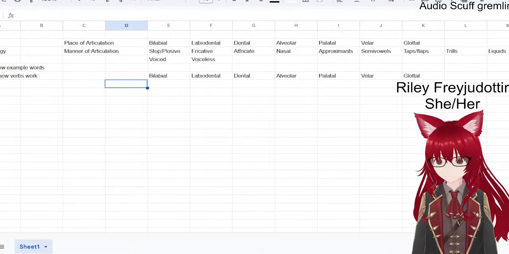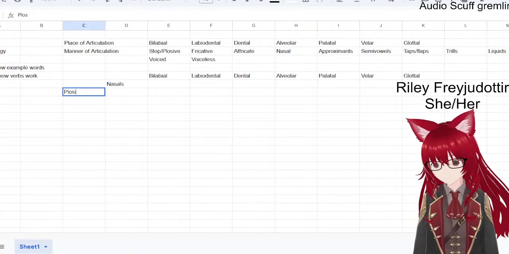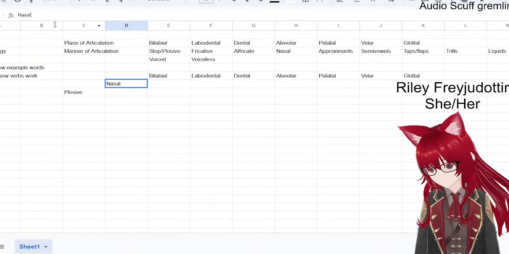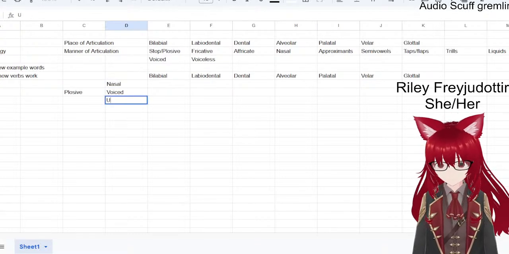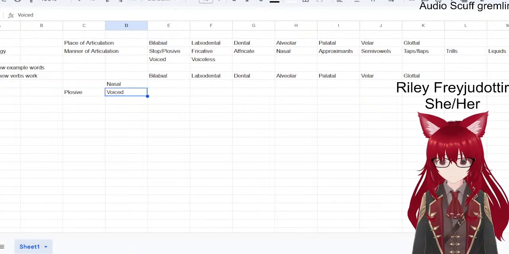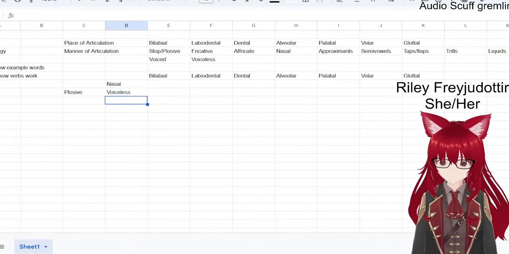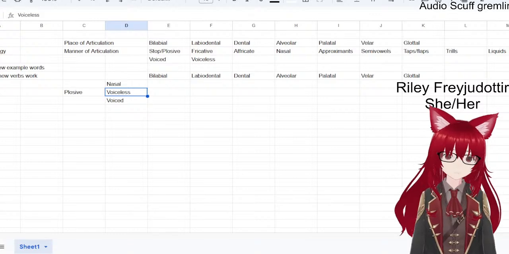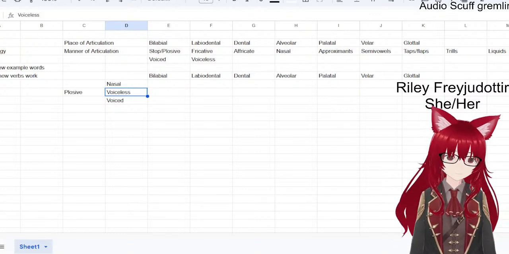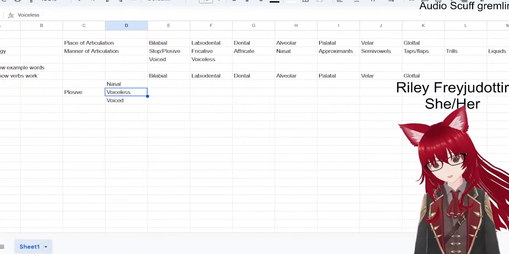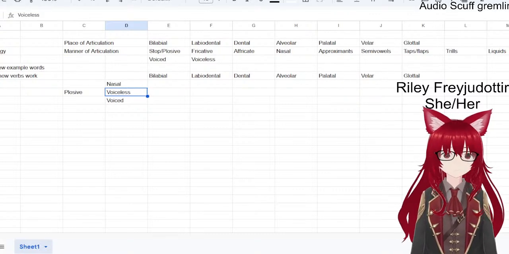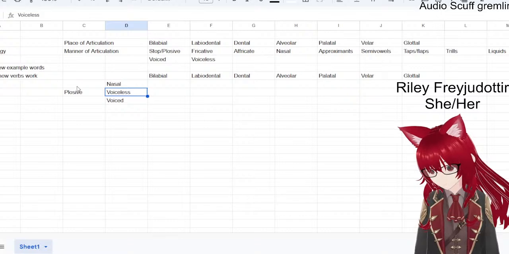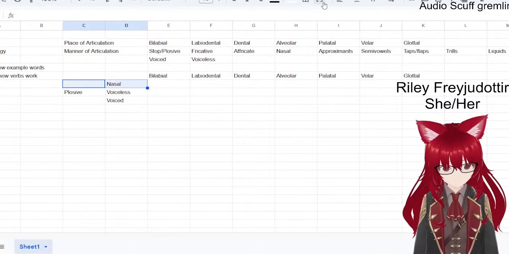So we want some nasals, some plosives, and I'm not going to put a lot. I'm going to put voiceless and voiced. Technically, we could also go for an aspirated versus voiceless distinction like Mandarin does. But I'm just going for voiceless versus voiced because that is more intuitive to English speakers. It's the majority of languages.